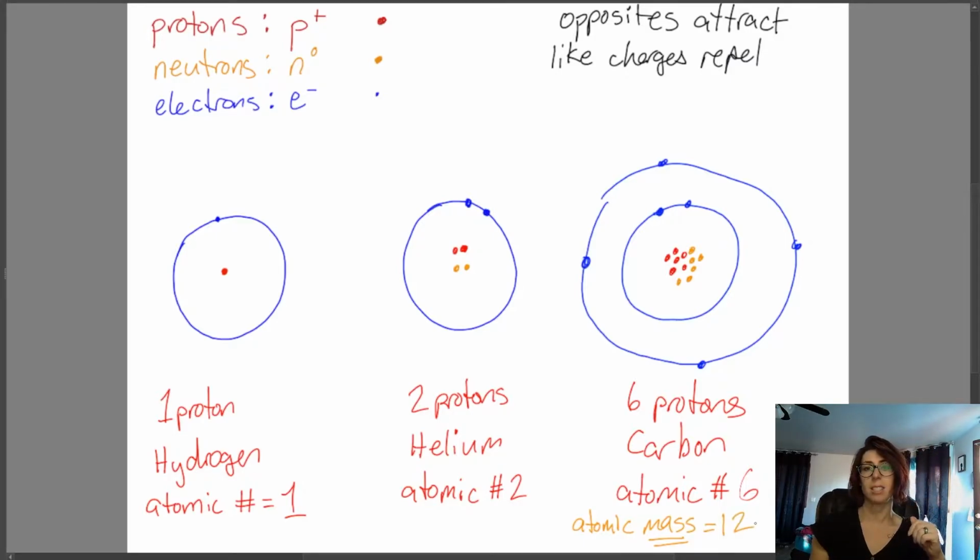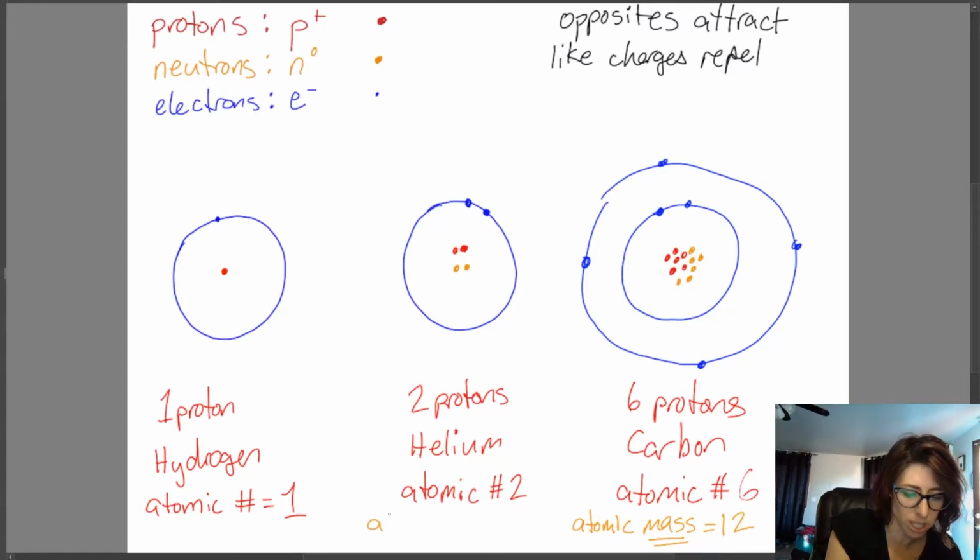Because it has 6 protons and 6 neutrons, which makes 12. Why don't we care about the electrons here? Because electrons have essentially no mass. Electrons are a lot more like light particles, like photons. They carry essentially no mass, so we just tend to ignore them when we're talking about mass.